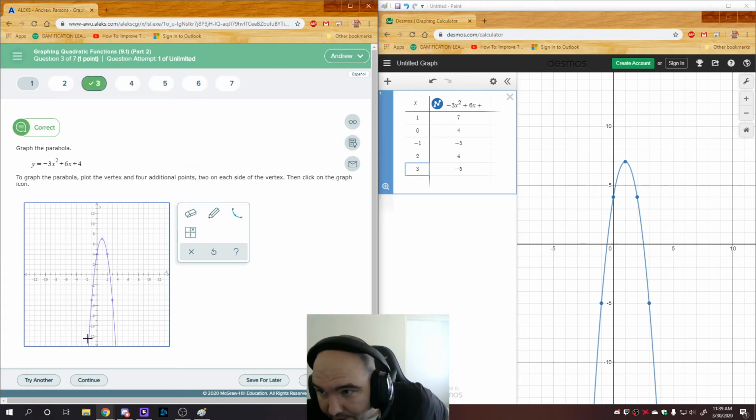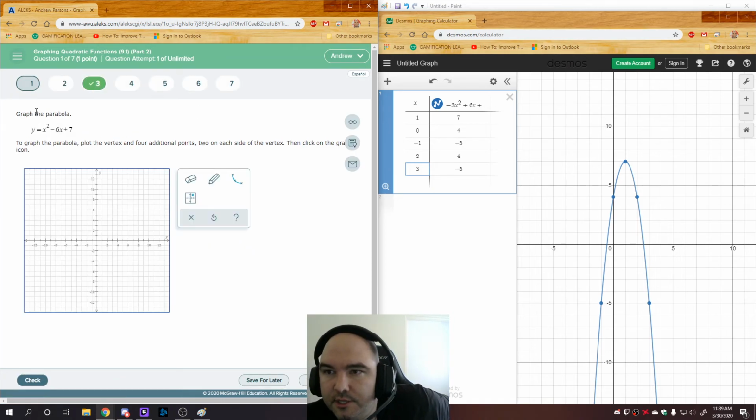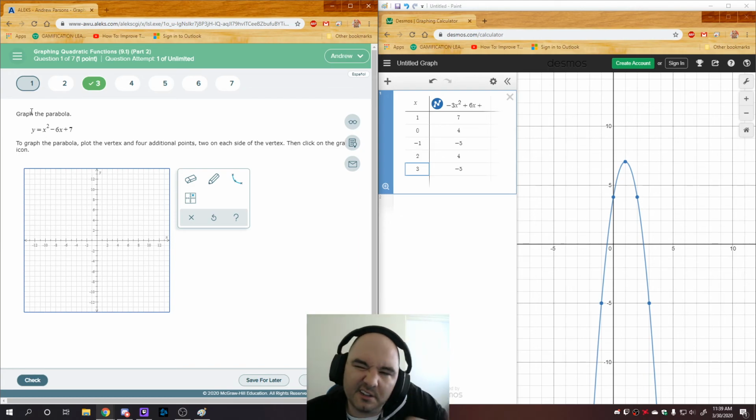All right, that was me doing part 3 again. By the way, you can use that same method on question 1. Question 1 is just like 3, except I believe I set it so that it doesn't have an a value, which makes it a little bit easier to graph, but it doesn't really do much.